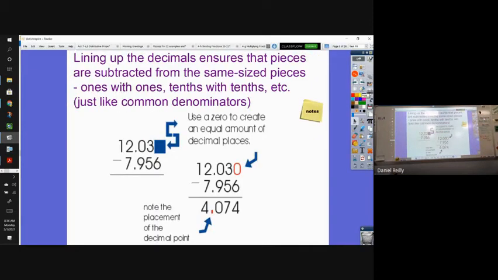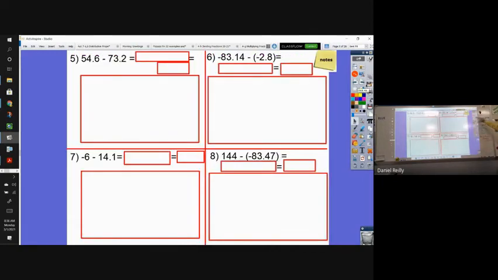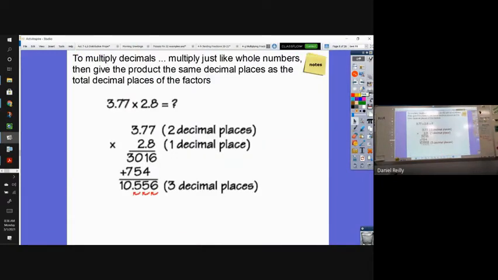Multiplying. Again, same thing here. This, again, lining up the decimals, make sure that the pieces are the same. Normally, we would do all that practice and we would do this over a couple of days, but we don't have that, not this year. To multiply decimals, you don't worry about the decimals. You pretend they're not there.